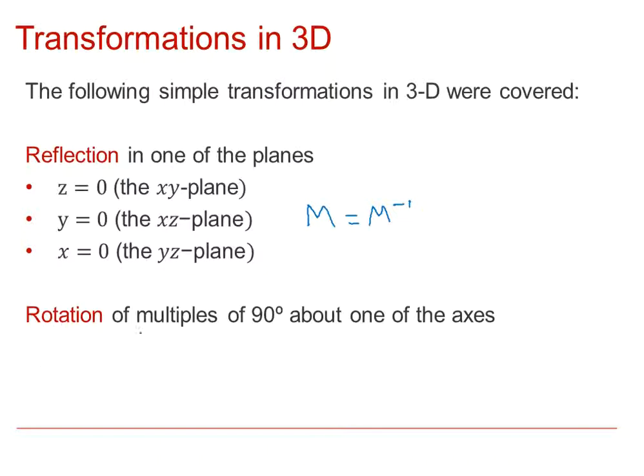If we think about rotations of multiples of 90 degrees about one of the axes, then the inverse matrix would do multiples of minus 90 degrees about the same axis in order to undo the effect of the rotation.